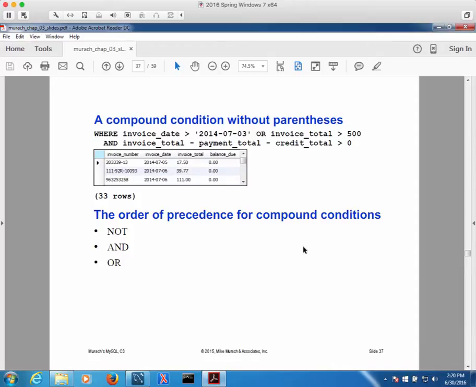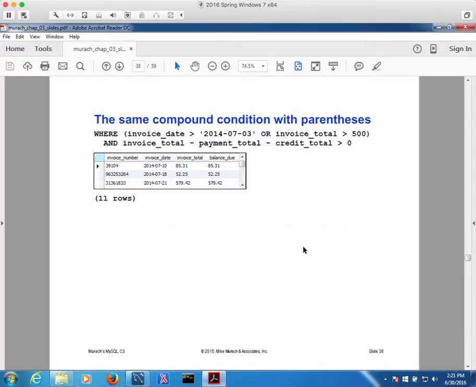37, we have a compound condition without the parentheses. Here's where I just get kind of nuts. The order of precedence for compounds is not before and before or. And here's where I really want to break legs, because this is a thing that I don't even remember. All right? So you had better be using the parentheses if you're on my team.